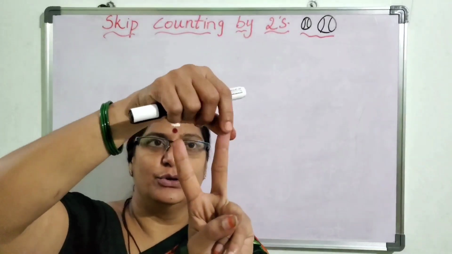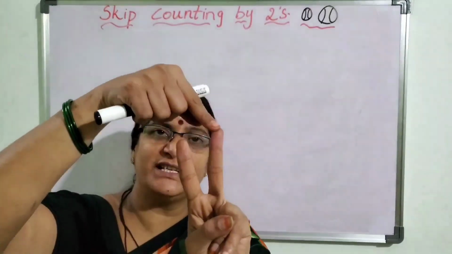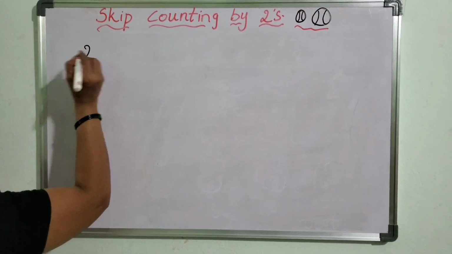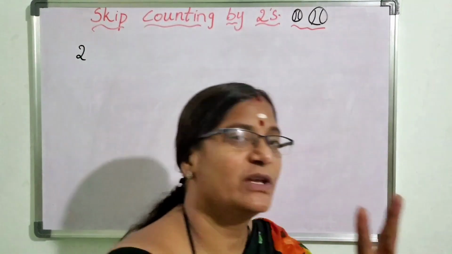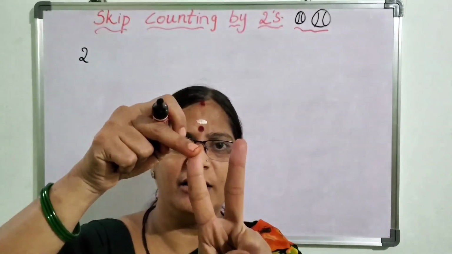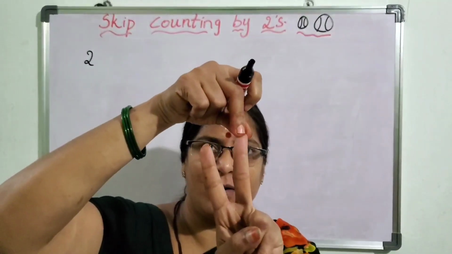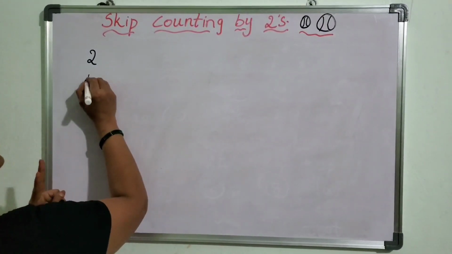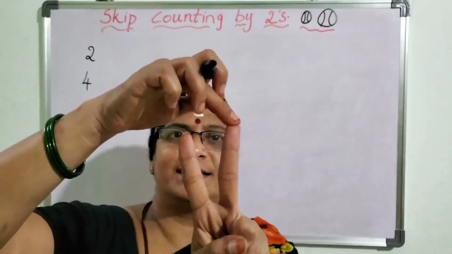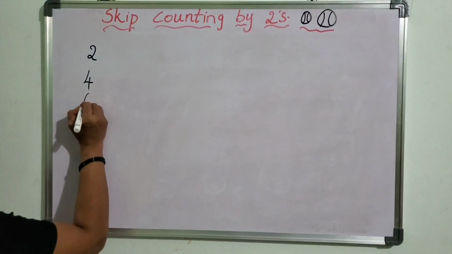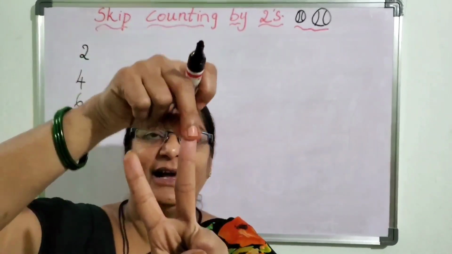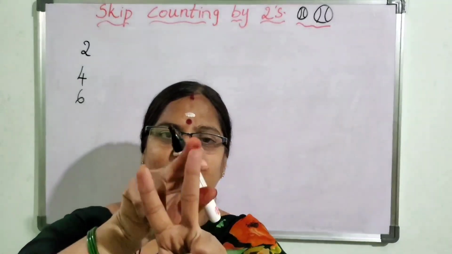1, 2. So, which number do you get at the middle finger? 2. So, we should write 2. Next, 2 finished. Again, 3, 4. Which number came now? 4. Now, 4 finished. 5, 6. 6 finished. 7, 8. Now, which number will come to this middle finger?